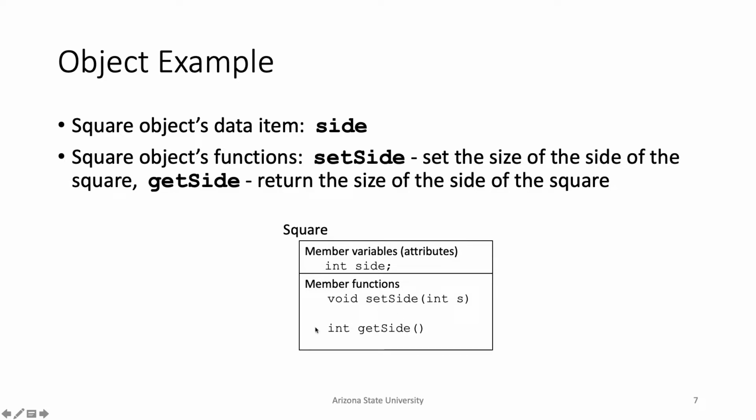Note, does get side allow us to modify the side variable necessarily? Do I have to modify the side variable here? I could if I wanted to, but I probably won't. The name get side here means get the hidden variable and return it to the actual user of the object. And we'll see an example of how this works. But this doesn't give direct access to the variable. It gives indirect access, which is kind of cool.